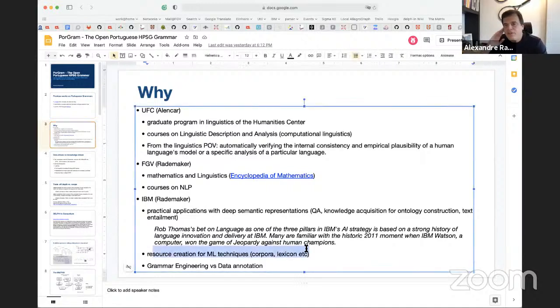One important thing, I think I have to be faster, but one important thing here is the creation of resources to train statistical systems. This is one of the real motivations that I have, right? I am one of the main maintainers of three corpora in Portuguese in UD: the Bosque, the GSD, and the PUD corpora, and we are about to release a new corpus, the HBB corpus.